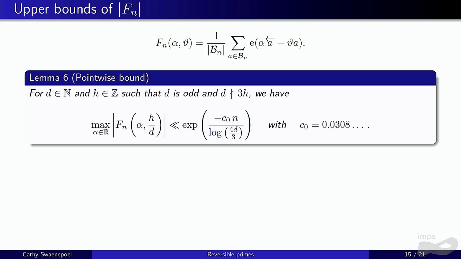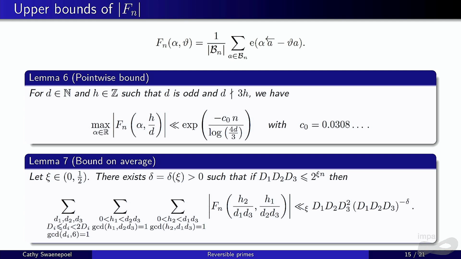But we need to be able to handle very large denominators. Our denominators d can be some powers of 2 to the n. For such very large denominators, this is essentially a constant. So this upper bound is nothing for very large denominators. So we need another argument.